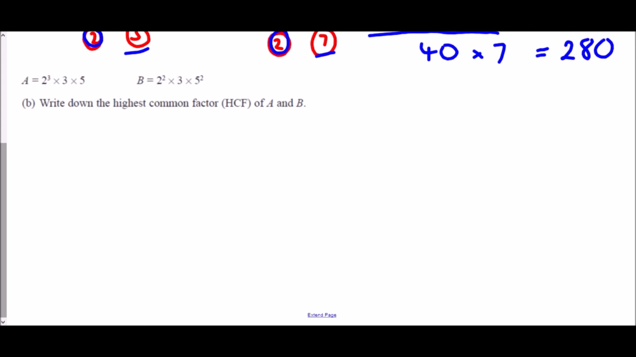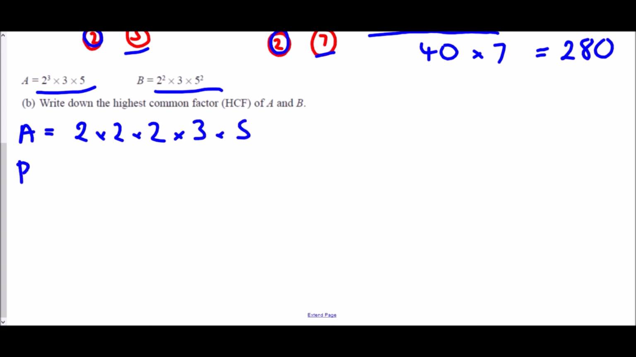Now, what you could do is, again, as it's a calculator question, you could work out what 2 cubed times 3 times 5 is, and what 2 squared times 3 times 5 squared is, and see if you can work out the factors. But the other way would be just to think about what we've done with our Venn diagrams previously. If we think about A, that is 2 times 2 times 2 times 3 times 5. B is 2 times 2 times 3 times 5 times 5.